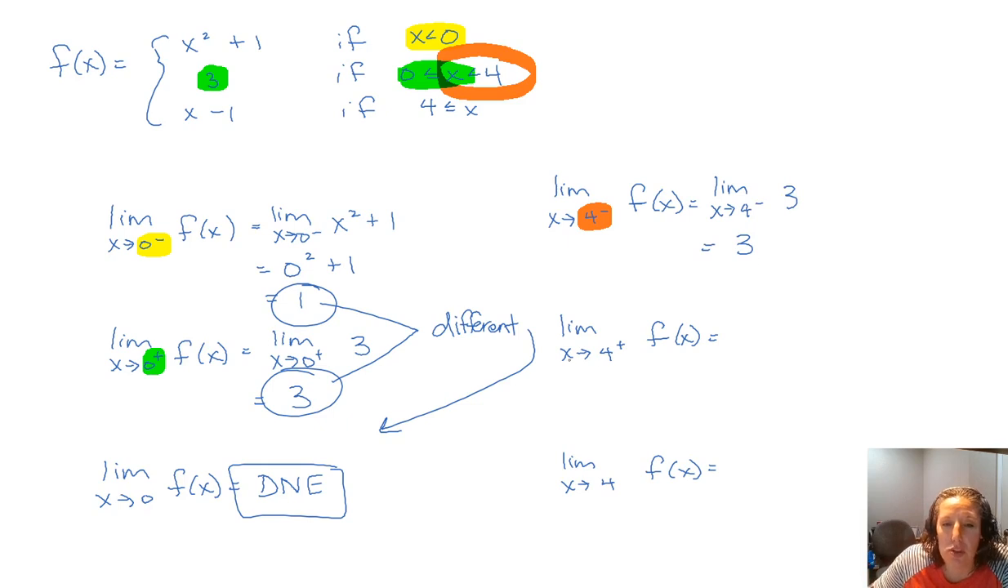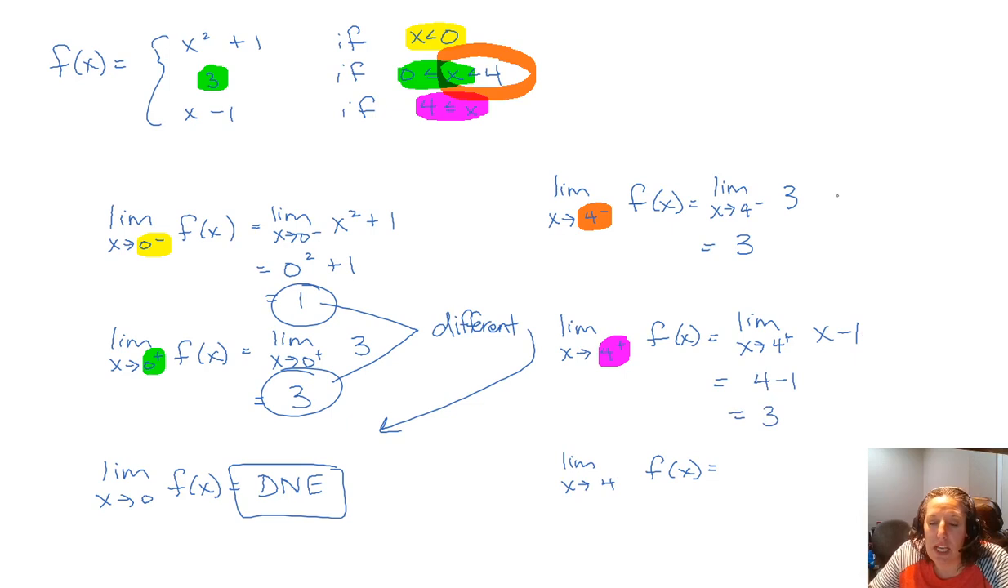And then if we approach 4 from the right, that means we are looking at the x's that are bigger than 4. And so we're always in this bottom category. And so the limit as x approaches 4 from the right is going to model that bottom function, x minus 1. So we can plug in x, we get 4 minus 1, and that is equal to 3.